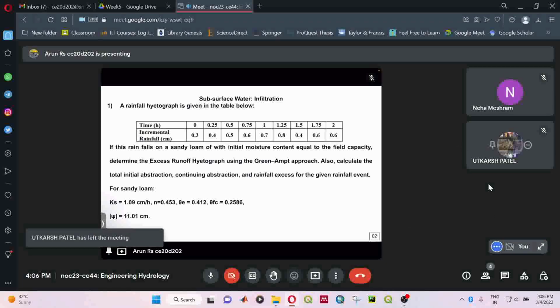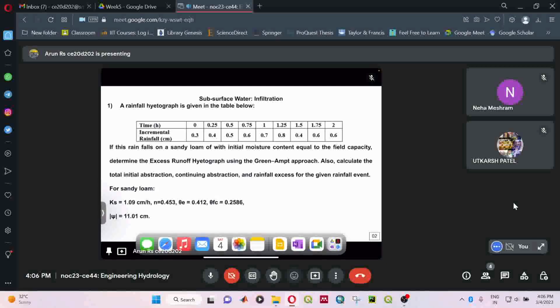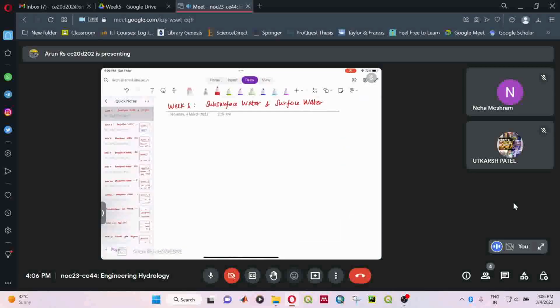And finally, you have been given the soil parameters. Ks is the saturated hydraulic conductivity, n is the porosity, theta e is the effective moisture content, and theta Fc is the field capacity. The suction head, which is the negative head, is given as 11.01 centimeters for the sandy loam soil. We'll see how to approach this problem.